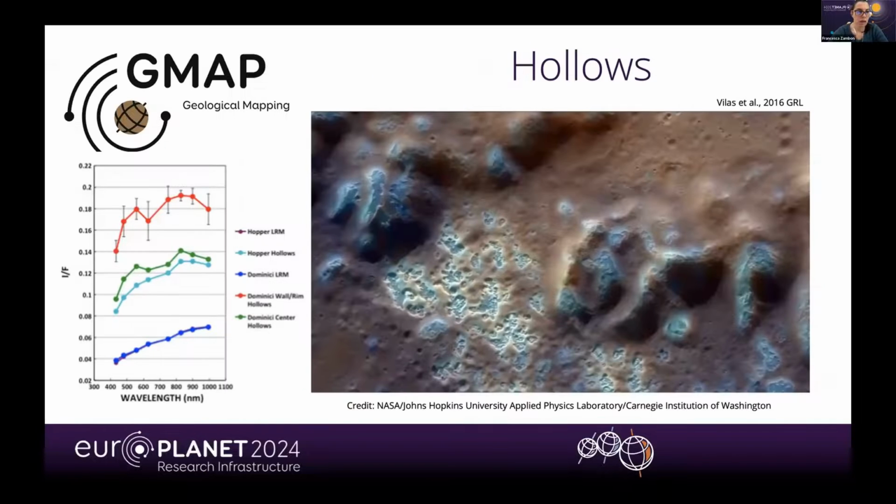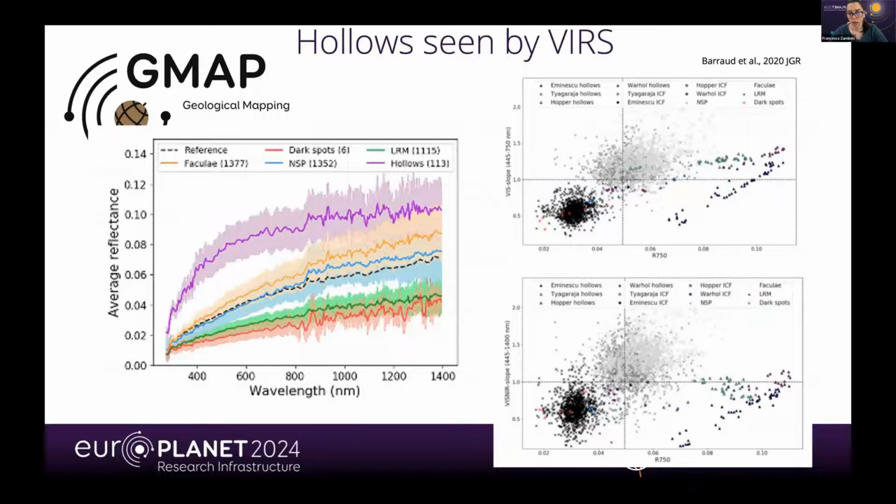Then I want to show you something about hollows, because these features are the ones which show larger variability on Mercury, and for the first time with the wide angle camera data, some absorption has been observed in some particular hollows. You see the spectra on the left, and you see an absorption close to 600 nanometer. This absorption can be associated to sulfides, magnesium or calcium sulfides, or a combination of these two.